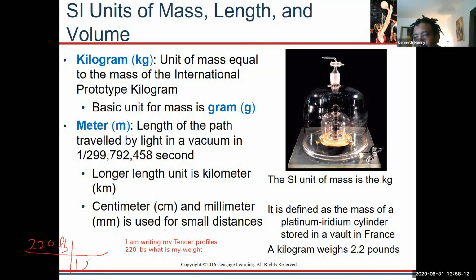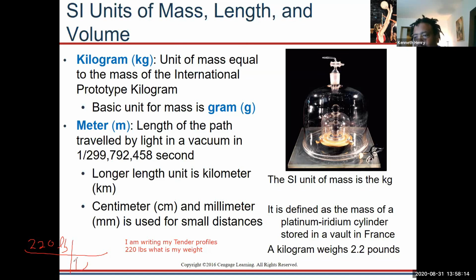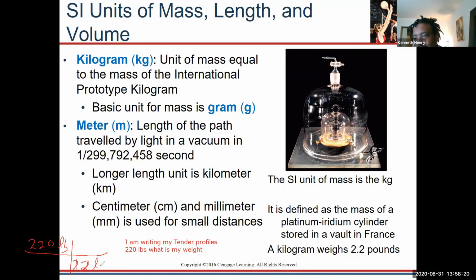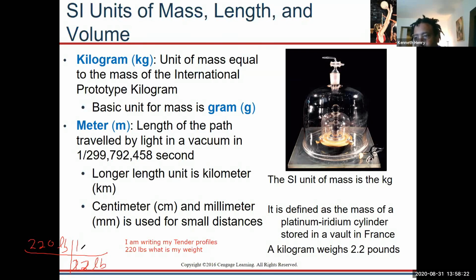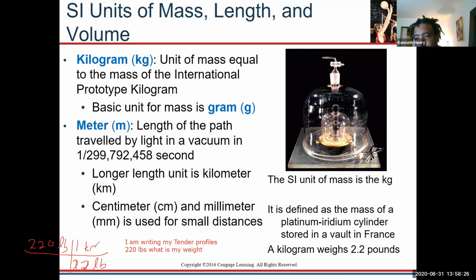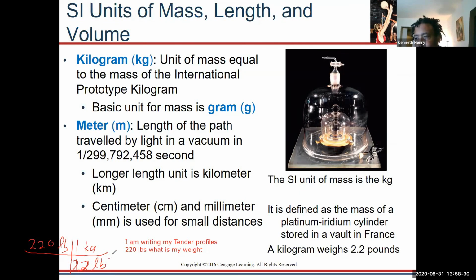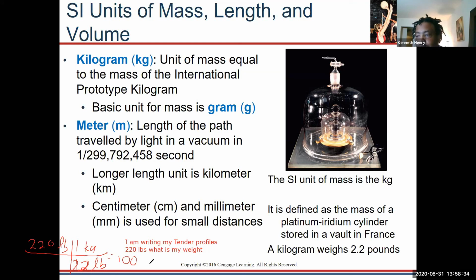So 220 pounds, times 1 kilogram over 2.2 pounds, since 2.2 pounds equals 1 kilogram. So I weigh 100 kilograms. I'm definitely going to put those units there, right?